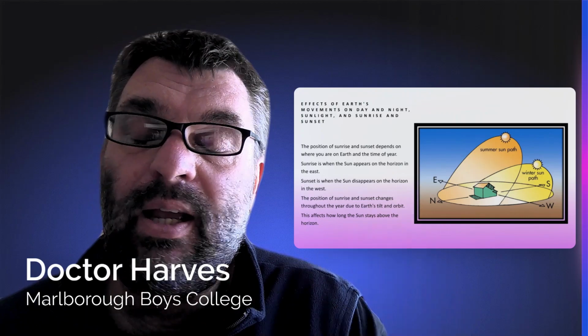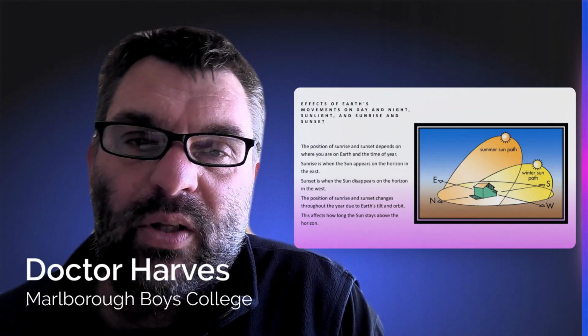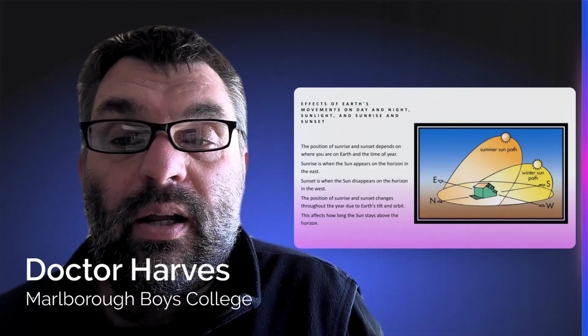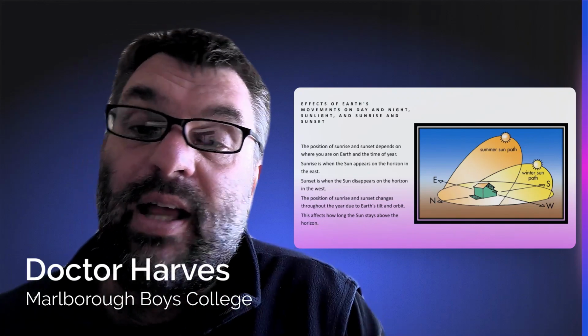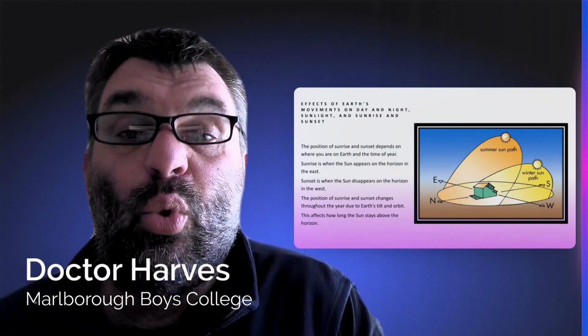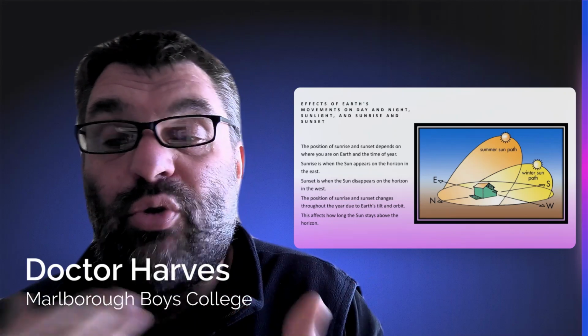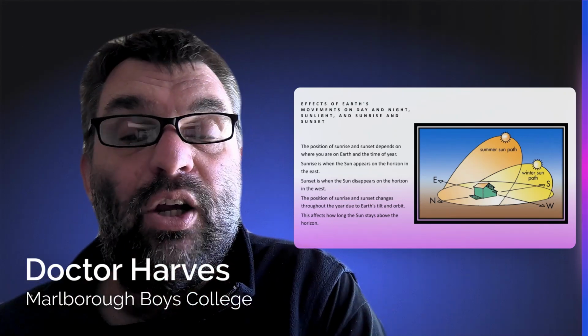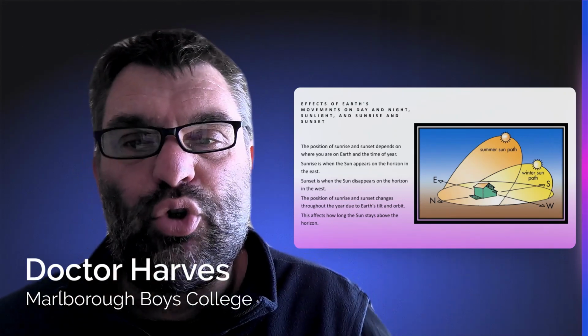Okay, so it rises later and sets earlier in winter, and in summer it rises earlier and sets later. Okay, so that's also the reason why you get more direct sunlight and direct heat energy during the day during summer and less during winter.